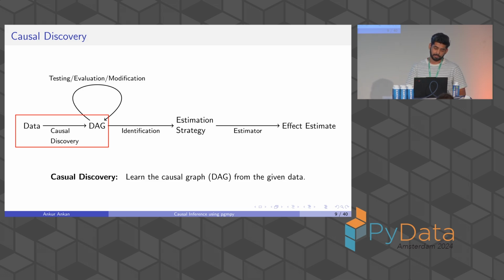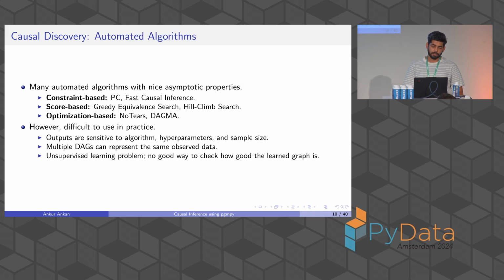So starting with the causal discovery part. The goal is that we have some data, and we want to learn the causal graph from it. If you look at methods, there are a bunch of automated algorithms to do this. But when you apply them in practice, most of them would fail miserably. Some of the problems these methods have are that they are very sensitive to the algorithm that we are choosing or the hyperparameters that we are using.